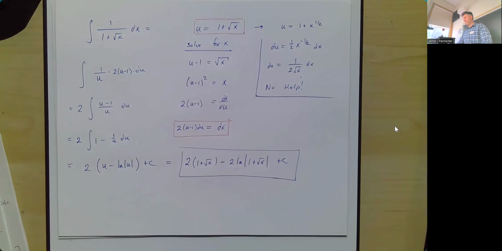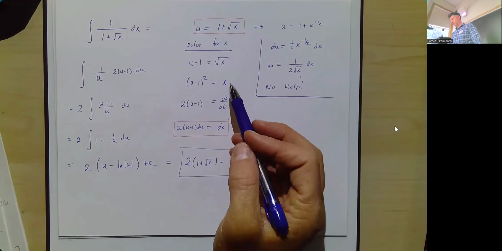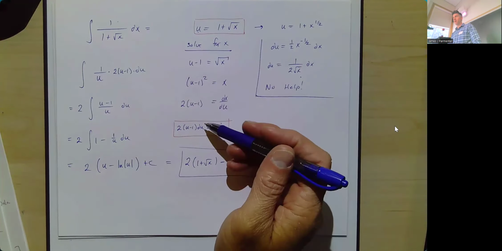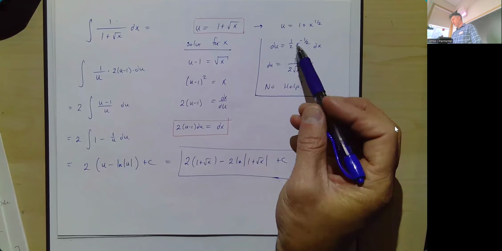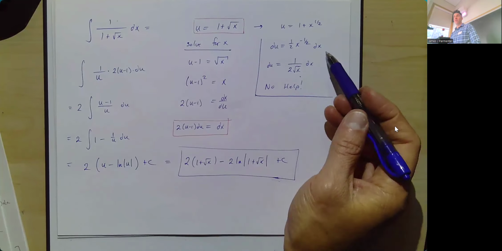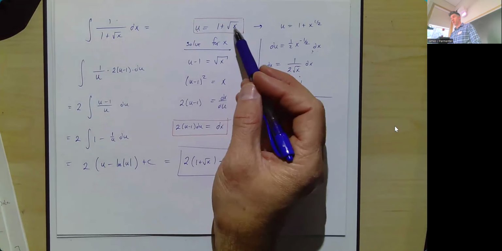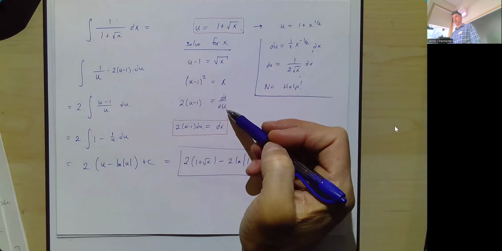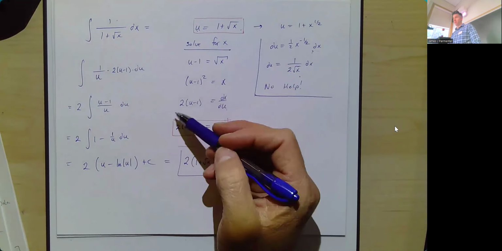And some people call this a power substitution because you're kind of finding x often as a power of u and then differentiating it that way. But the real key here is that if you notice that du doesn't look like it's helpful, go back to your choice for u, solve for x, and then take the derivative of both sides and get dx equal to whatever it's equal to.